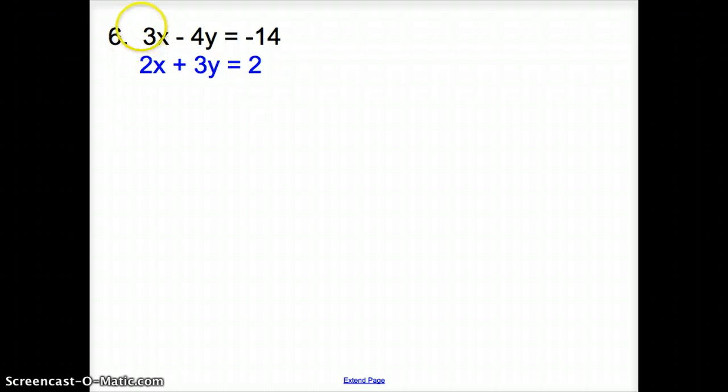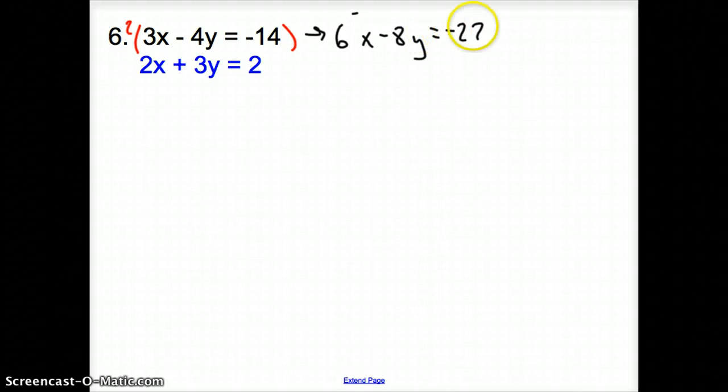So now I know I'm going to try to get my x's to match up. If I try to get my x's to match up, I have to take this guy times 2 and this guy times 3. So I'm going to take this guy times 2. And so when I do that, I get a 6x minus 8y. I have to take everything inside those parentheses times 2. So minus 8y equals a negative 28.